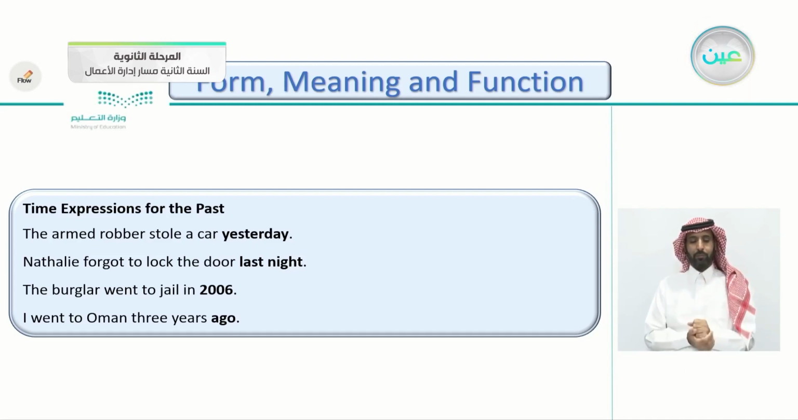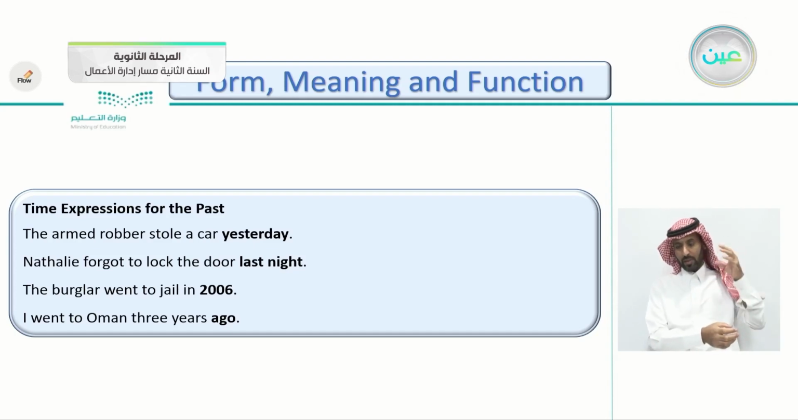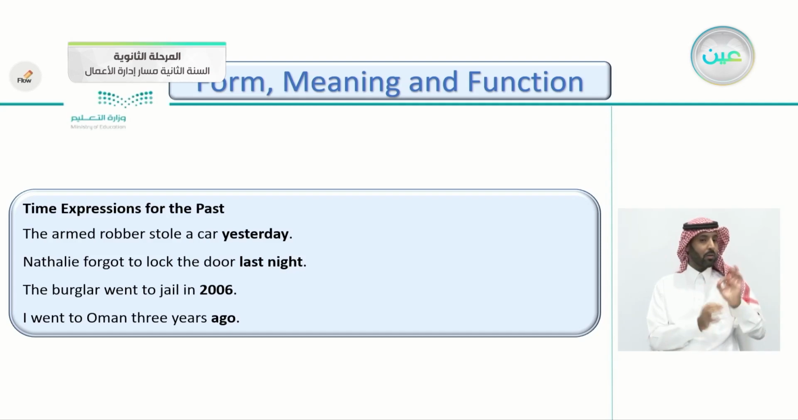For example, the first one: the armed robber stole a car yesterday. Yesterday. If you remove the word yesterday, the armed robber stole a car, you wouldn't know when. So we added the time expression yesterday. So this is a time expression from the term itself. Natalie forgot to lock the door last night. Last night. It tells you exactly when the event happened.